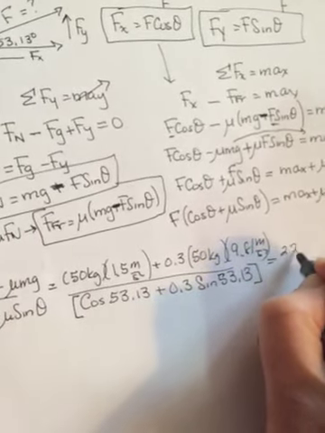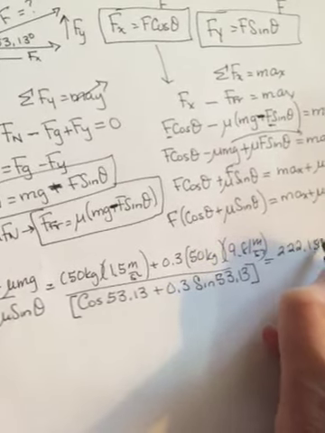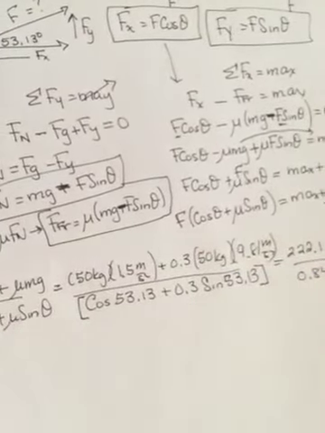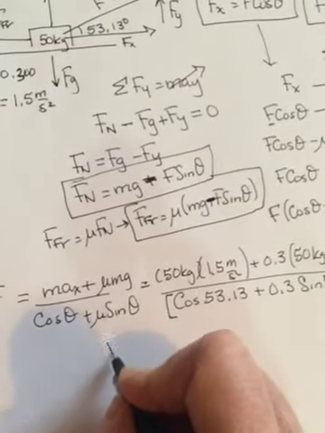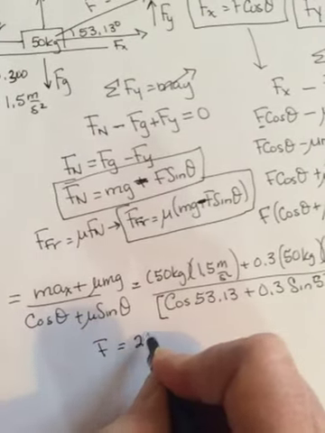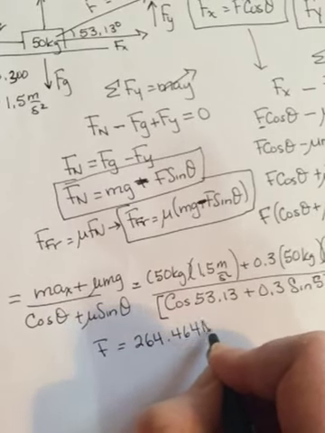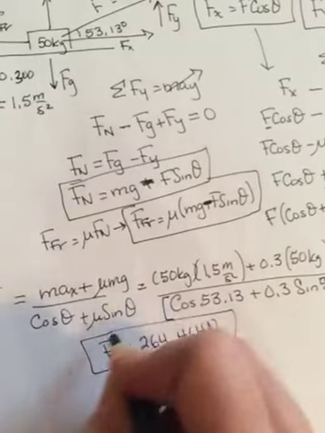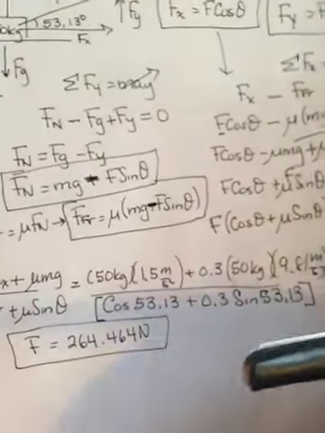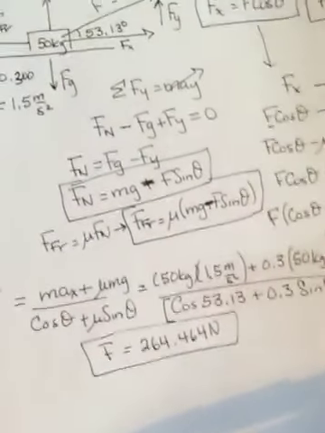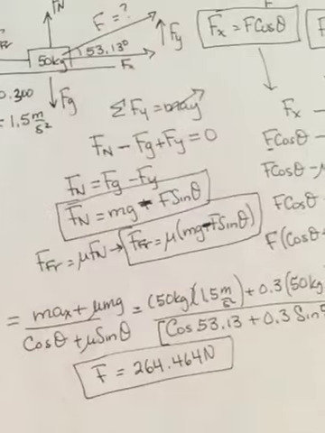You should get a top of 222.15 newtons, and on the bottom it should be 0.84. Might be another digit there, I'm not 100% sure. And when you divide, you should get F to be 264.464 newtons. Okay? So it's not a bad thing. It helps you start to carry your letters, and in the end, as you get more used to it, it will get easier.